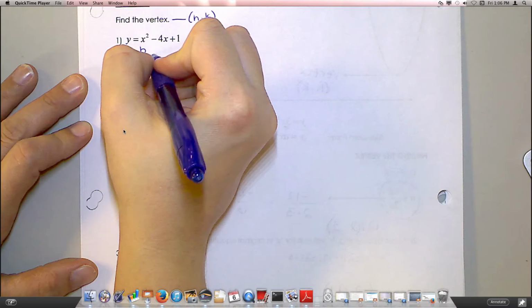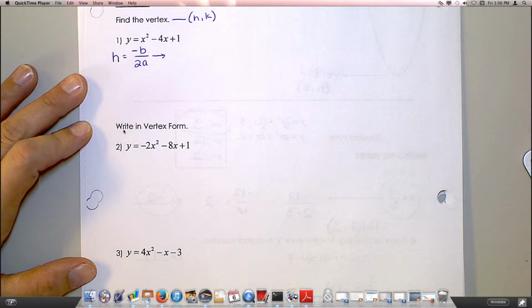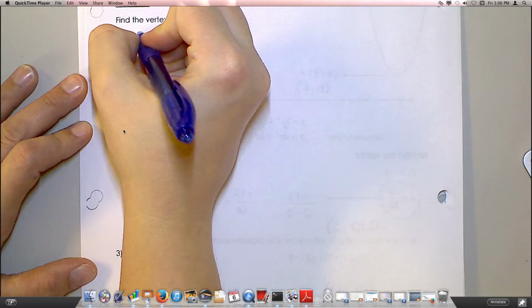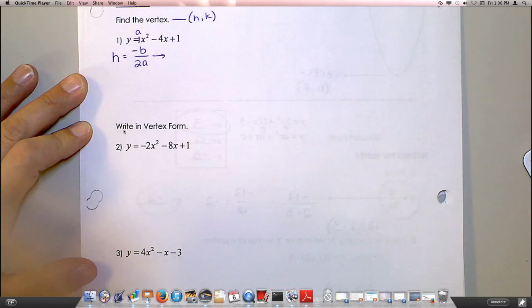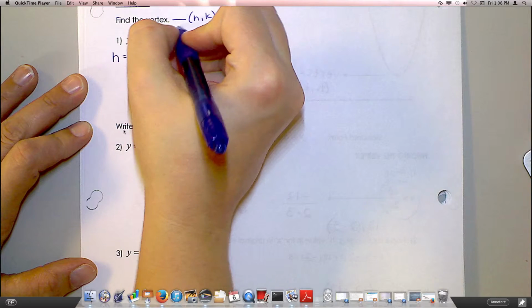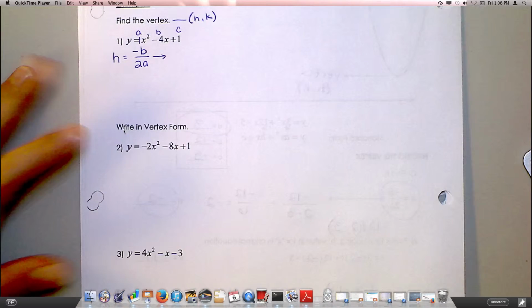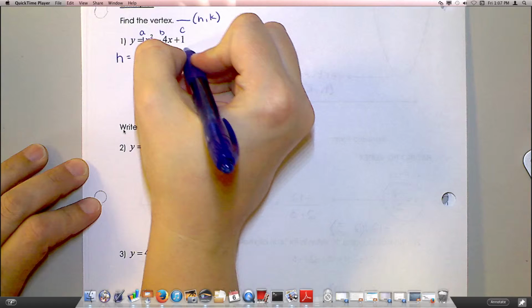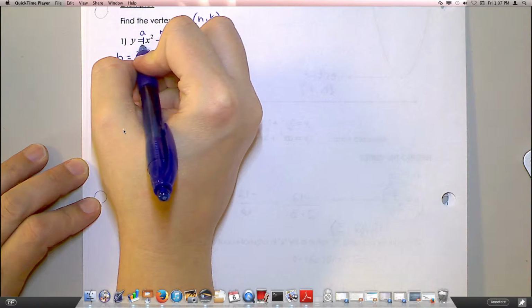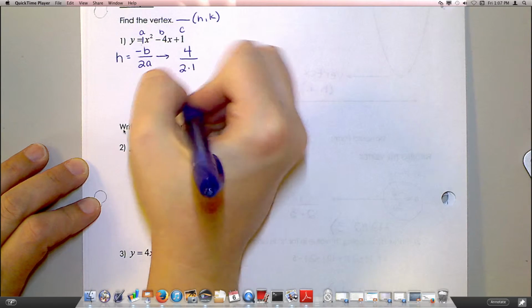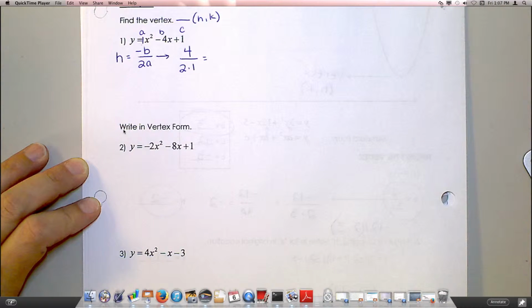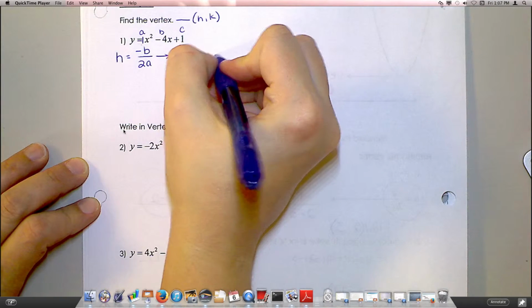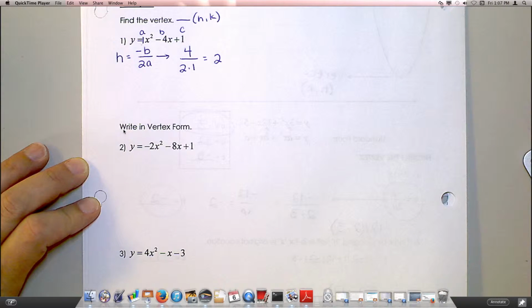Negative b over 2a. What's my b value in this equation? Negative 4. Okay, remember a is here. A is really like a 1. B is here, it's negative 4, and then C is 1. So if B is already negative, and I'm asking you to make it negative, what's it going to be? Positive. So negative 4 becomes positive 4, over 2 times A, which we said was 1. 4 over 2 times 1 is just 2. So my H value is 2.